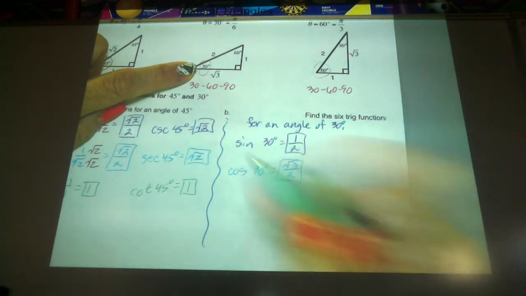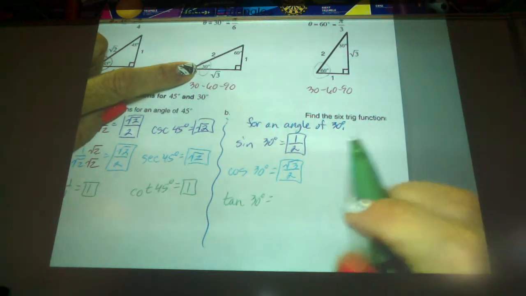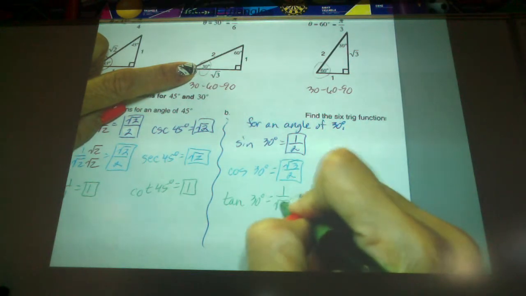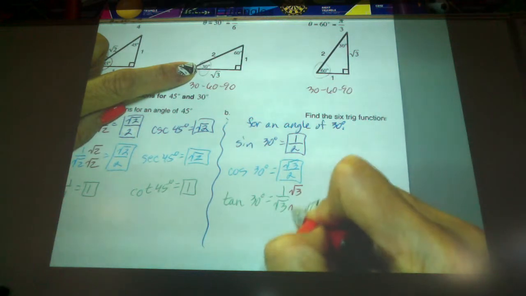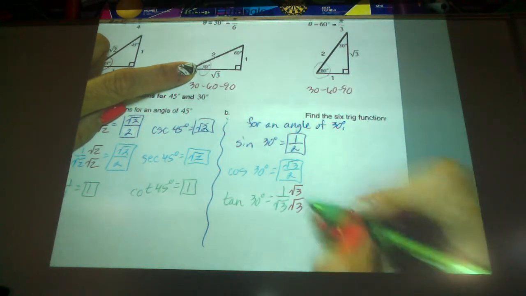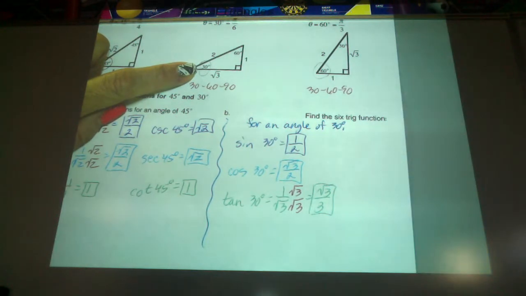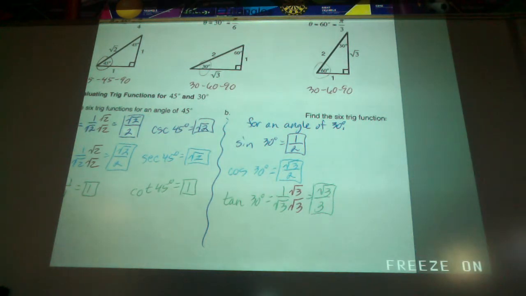And then tangent of 30 degrees is opposite over adjacent, 1 over the square root of 3. Technically you need to rationalize that. Multiply by rad 3 over rad 3, which gives you a final answer of radical 3 over 3. Then I want you to find cosecant, secant, and cotangent, so you find the reciprocal of those and use the proper item to take the reciprocal. So come up with those on your own.